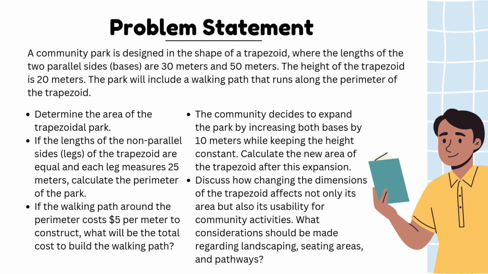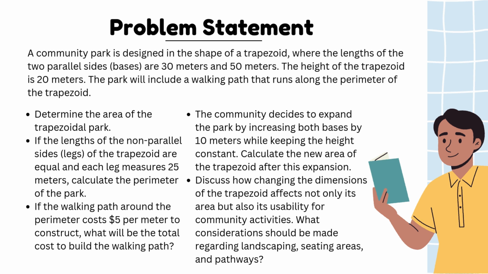Now, this problem statement consists of 5 questions. The first question asks us about the area of the park. And the second question asks us about the perimeter of the park. Then, from the perimeter, we need to find the cost to build a walking pathway around the perimeter of the park.